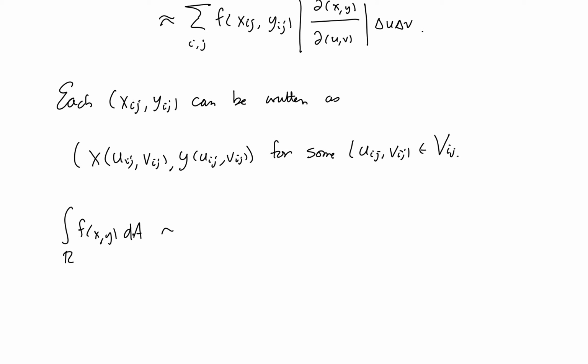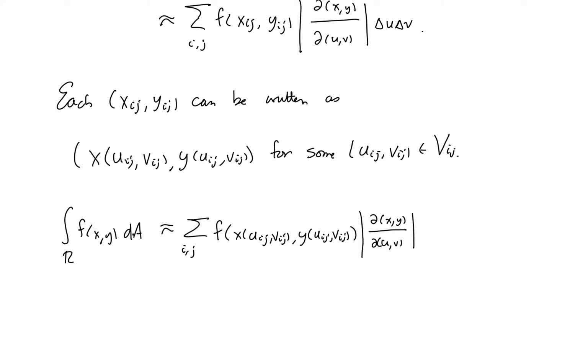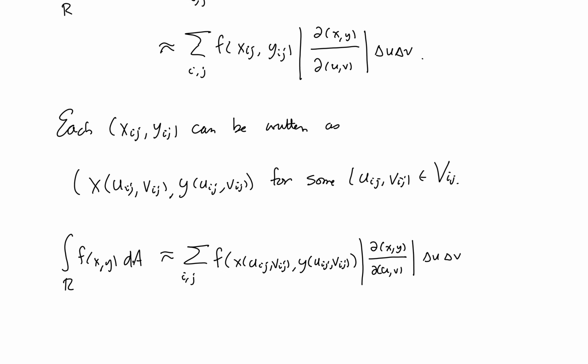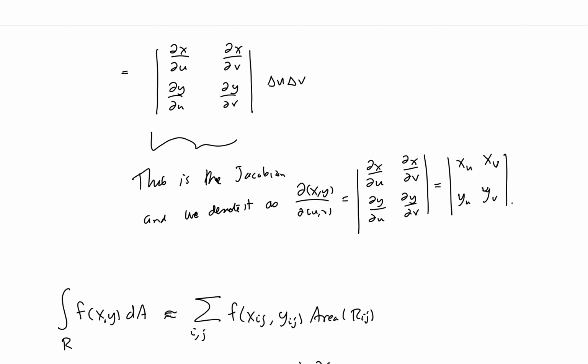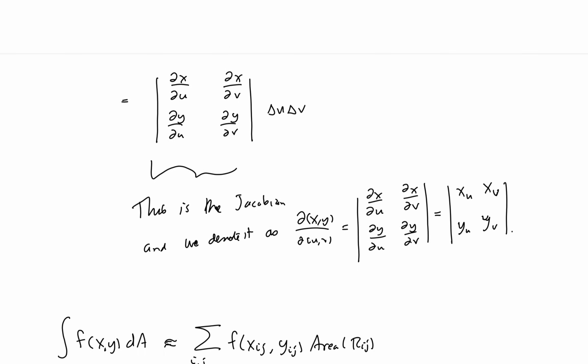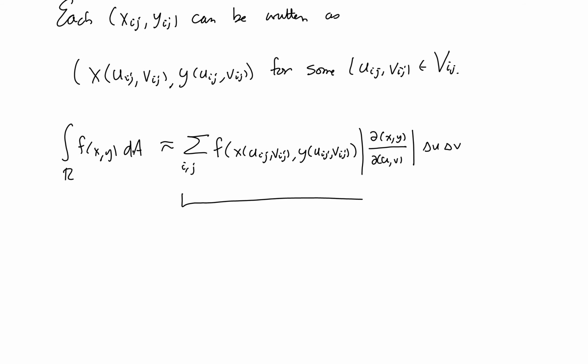So going back to what we had, this is then approximately the sum over i and j, and let's rewrite this with x of u_ij, v_ij, y of u_ij, v_ij, then the Jacobian, delta u delta v. But now notice everything here is in terms of u's and v's. Certainly the inputs to the f is in terms of u's and v's, delta u and delta v, and then remember our Jacobian here is given in terms of u's and v's.